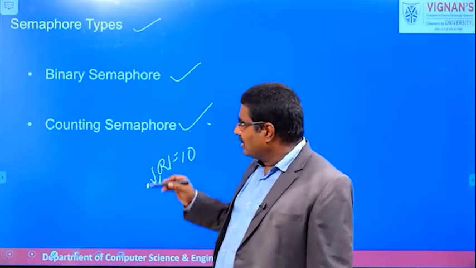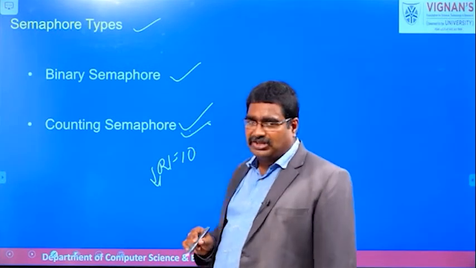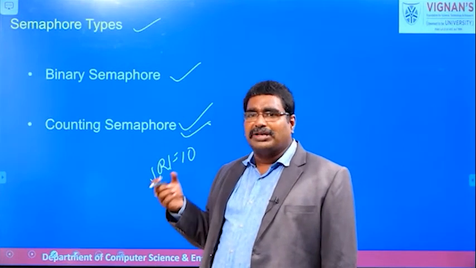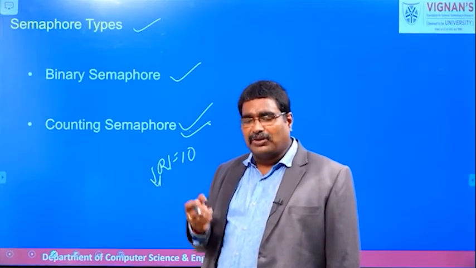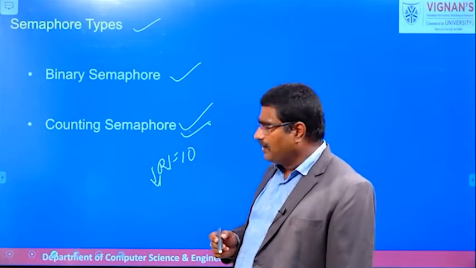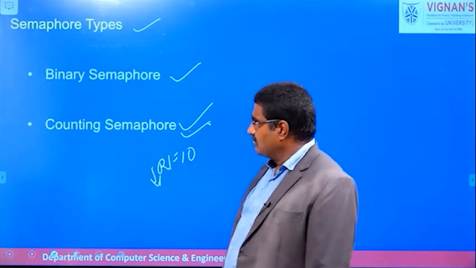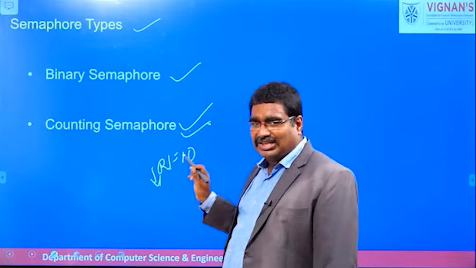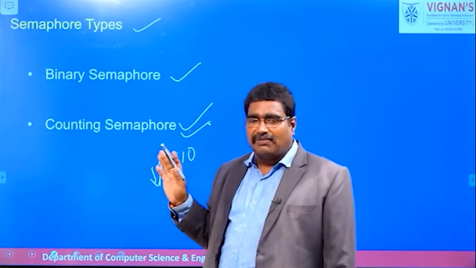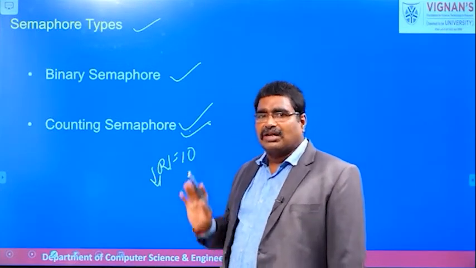So automatically, the counting semaphores are used by the operating system to maintain how many resources are available at that particular time. For that reason, the operating system uses the counting semaphore. So, I assume that you understand there are two types of semaphores. One is the binary semaphore and another one is the counting semaphore.